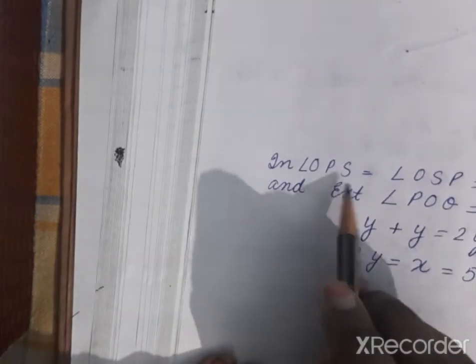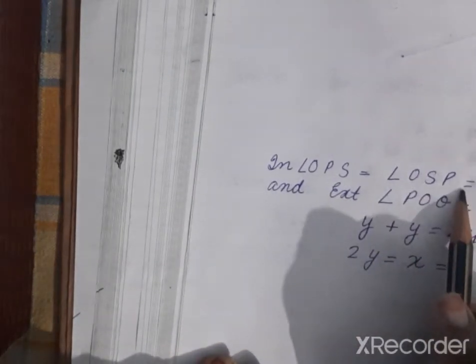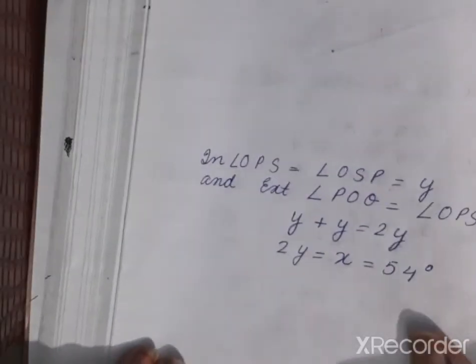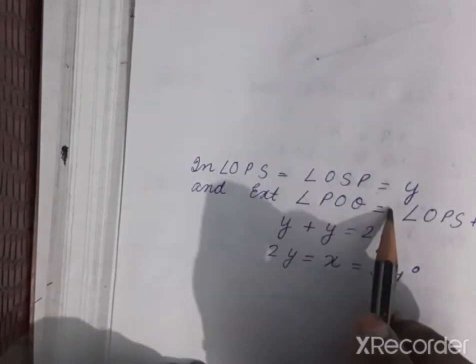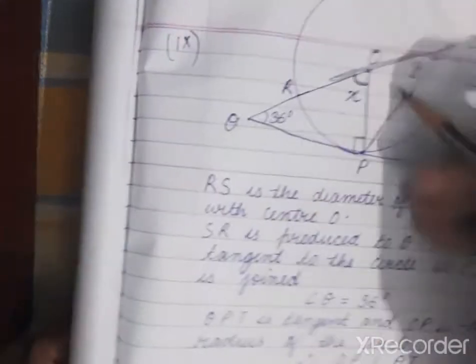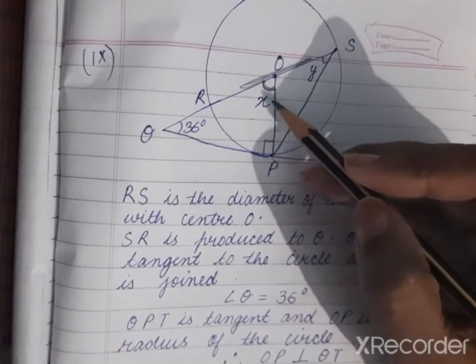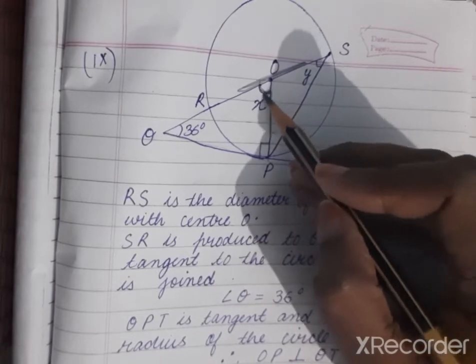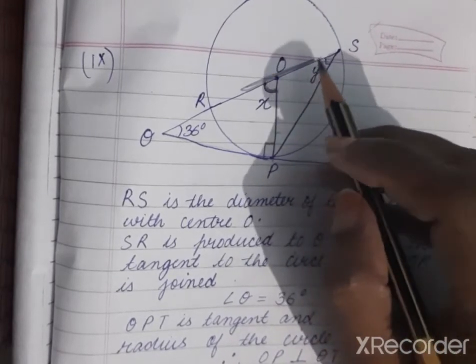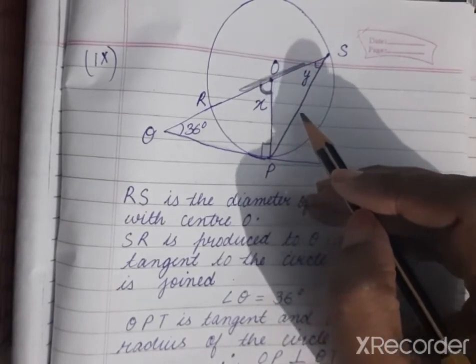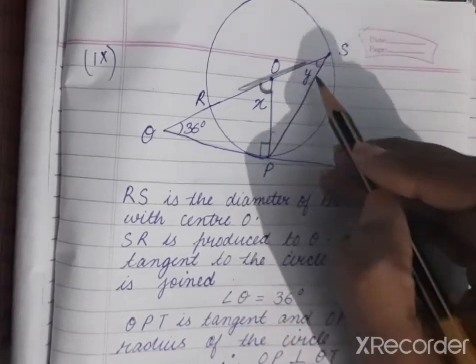Now what we will do? Angle OPS is equal to OSP, that is Y. Because why? We can say that because both are the radius. You can see in the figure, both are the radius. Therefore, this will also be equal to Y, and we can say that X will be equal to Y plus Y. Because I have told you that one exterior angle is equal to the sum of two opposite interior angles. Therefore, we can write X is equal to Y plus Y.